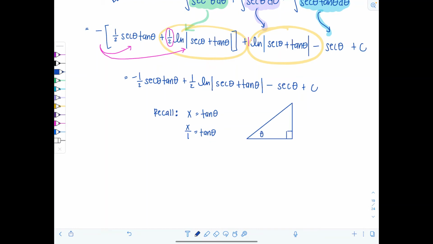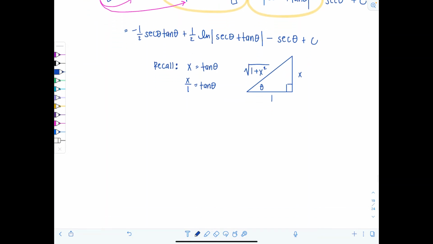Here's theta. Tangent of theta is going to be opposite over adjacent, and then that means the hypotenuse is going to be rad 1 plus x squared. Okay, also, so I can rewrite these tangent thetas in terms of x. I'm also noticing I have secant thetas, right? So what's secant theta? Secant theta is hypotenuse over adjacent. So that means secant theta is going to be rad 1 plus x squared. Okay? We're almost done. Hang in there.